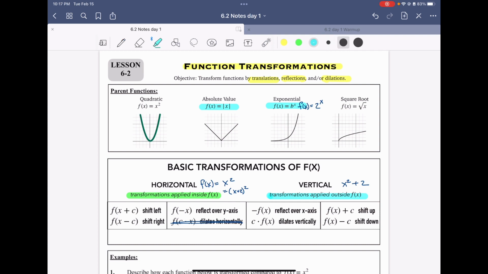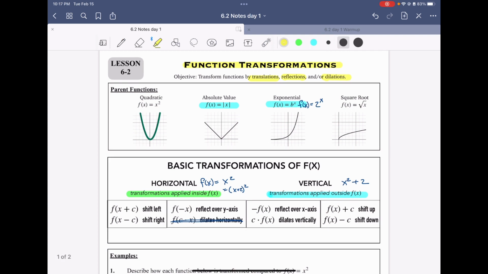And then lastly, square root functions, which we haven't worked with a ton, but I know you guys are familiar with it because we did talk about it a little bit. And I know you guys are familiar with how the graph looks, and hopefully you're also familiar with what the equation looks like.